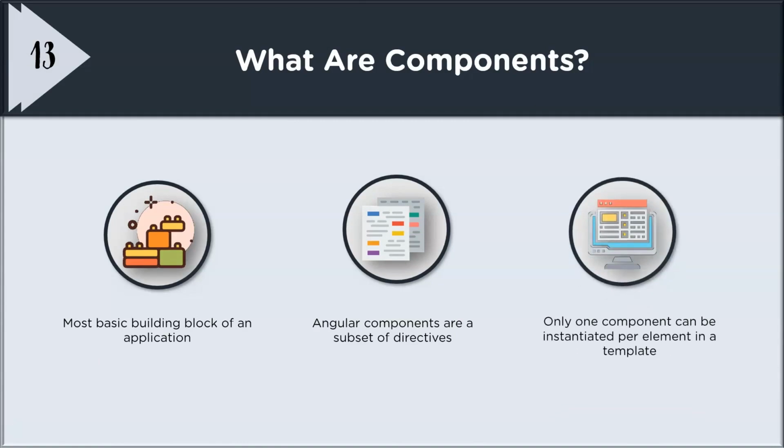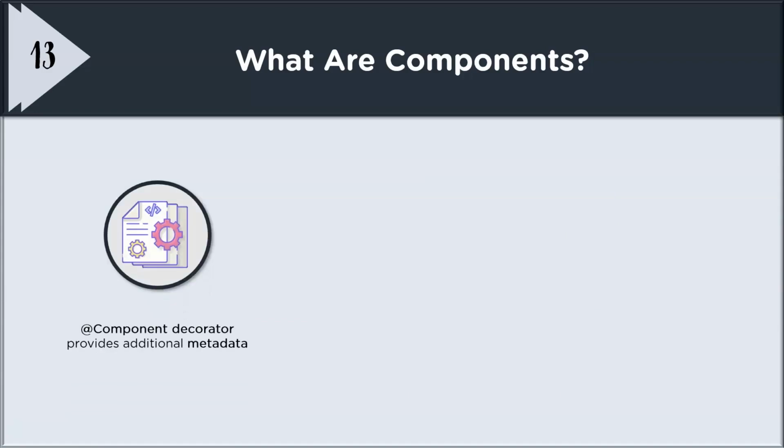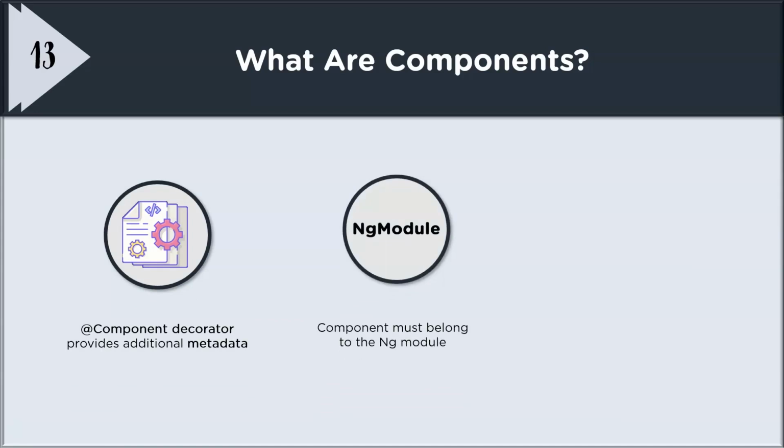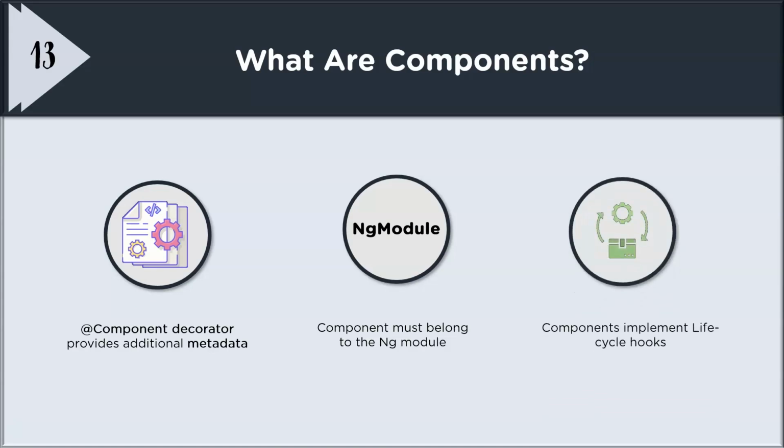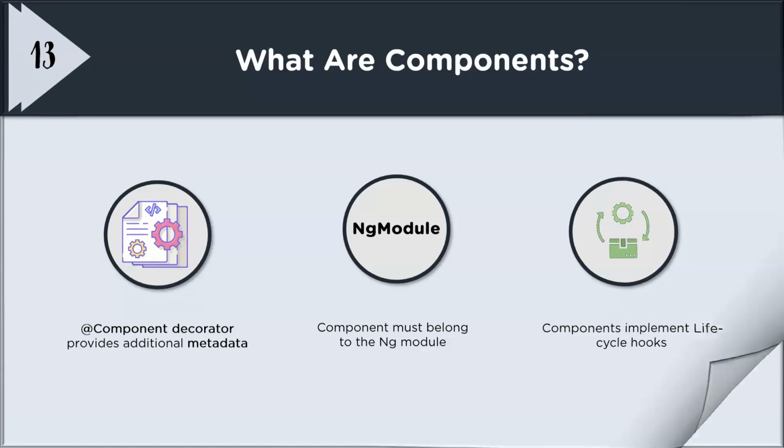Only one component can be instantiated per element in a template. Now, an Angular application typically consists of a root component, which is basically the app component, and then it branches out into other components, creating a hierarchy. Every component is decorated with the help of the @Component decorator, which provides additional information. A component must belong to an NgModule. Lastly, components implement something called lifecycle hooks. You will learn about them a little later in the video.